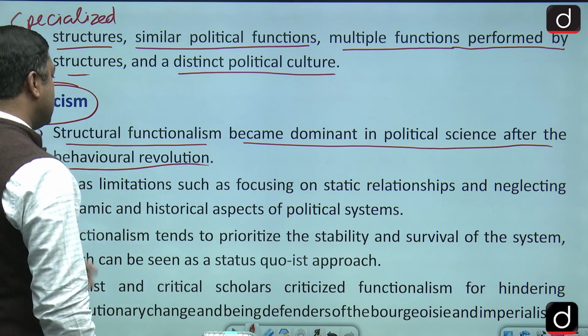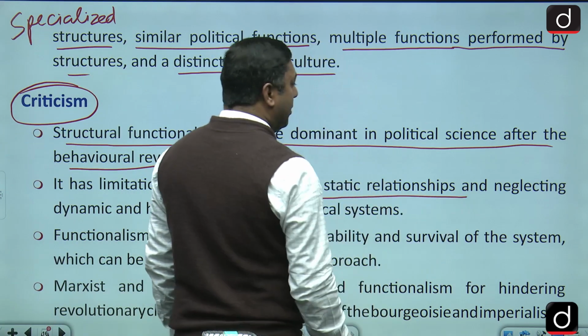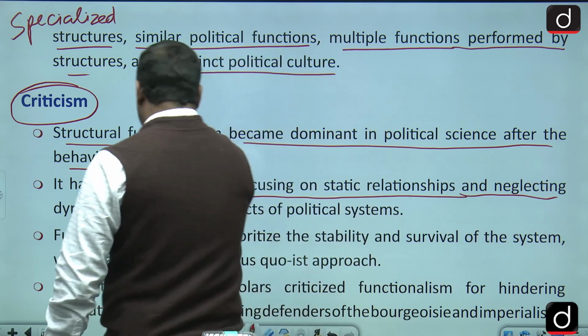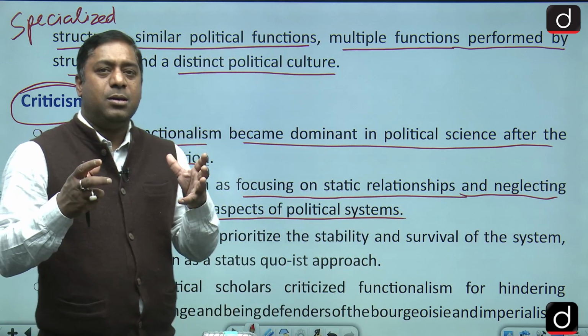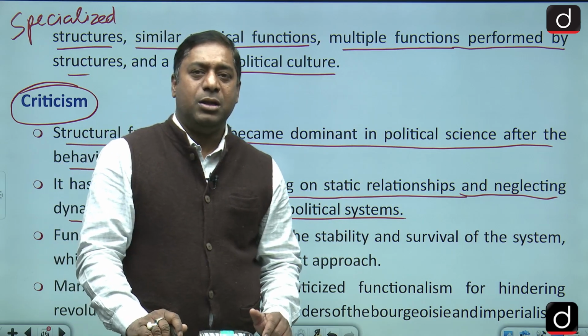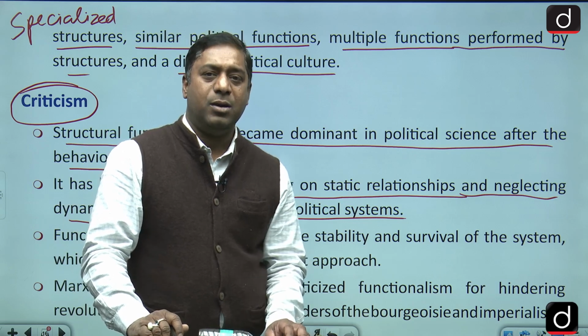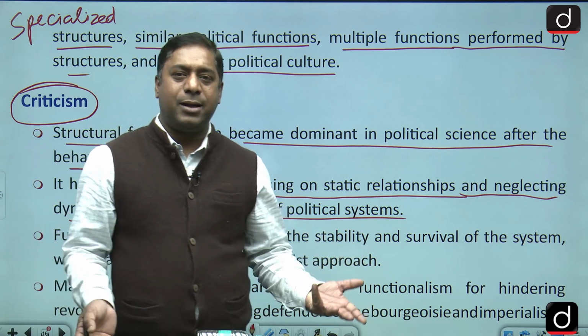Then the second criticism is that it is focusing on static relationships and neglecting dynamic and historical aspects of political science. That means this approach is only focusing on static relationships, the relationships which will be stable. They are talking about political structures and their functions, which will be static.